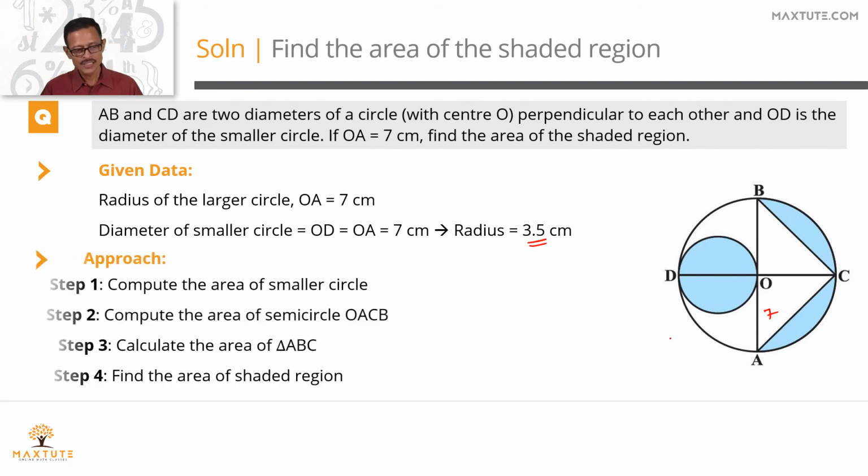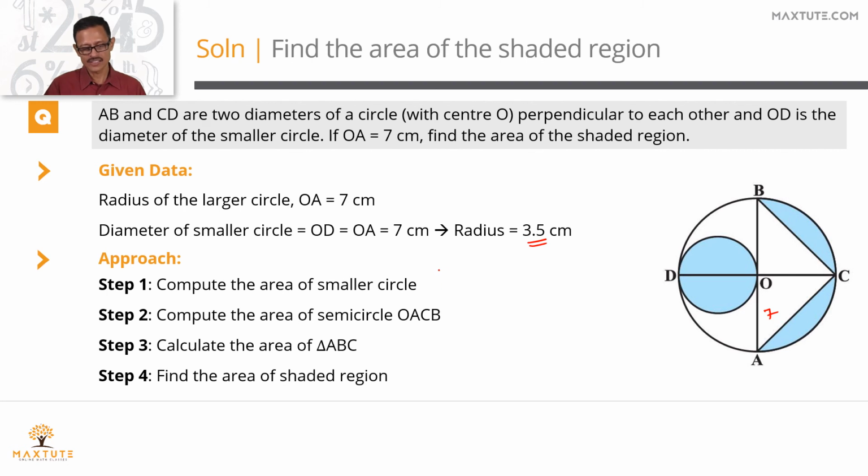Deduce these 2. What is the approach? Compute the area of the smaller circle, which is pi r square. Straightforward. We know r is 3.5. This portion can be done. Compute the area of this semicircle. We know the radius is 7. Pi r square by 2 will give us that.